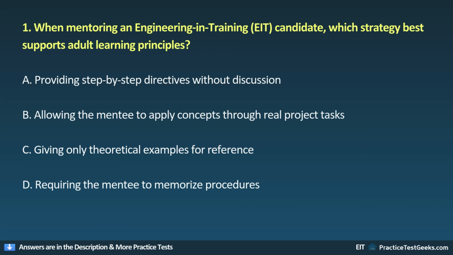1. When mentoring an engineering and training EIT candidate, which strategy best supports adult learning principles? A. Providing step by step directives without discussion. B. Allowing the mentee to apply concepts through real project tasks. C. Giving only theoretical examples for reference. D. Requiring the mentee to memorize procedures.